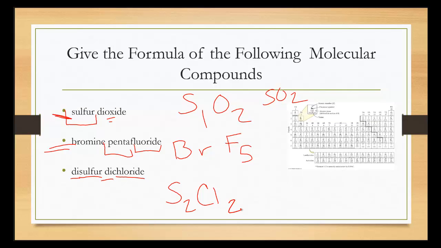One of the big differences between molecular and ionic, when you have the prefixes written there, when it's molecular, you do not reduce it. So I'm just going to leave these as 2 and 2. I'm not going to reduce it down to 1 and 1, because that would be wrong. So the answer is S2Cl2.